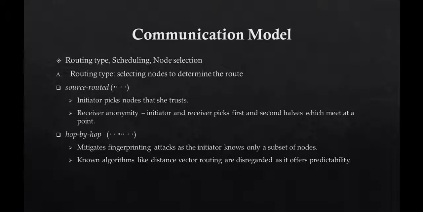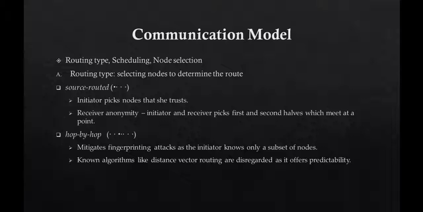Communication model. The communication model describes the entities that make the routing decision and how these decisions are made. Routing type refers to the selection of nodes to determine a route. It can be source routed or hop by hop. Source routed: the initiator selects the set of nodes that will perform the anonymous route. The initiator picks nodes that she trusts.